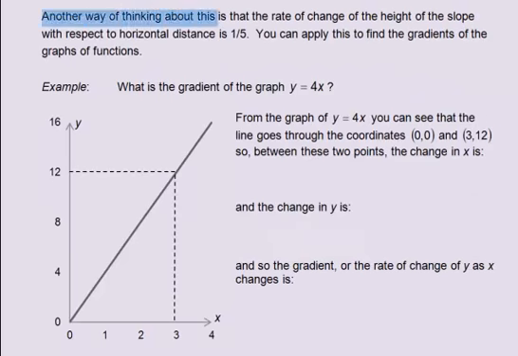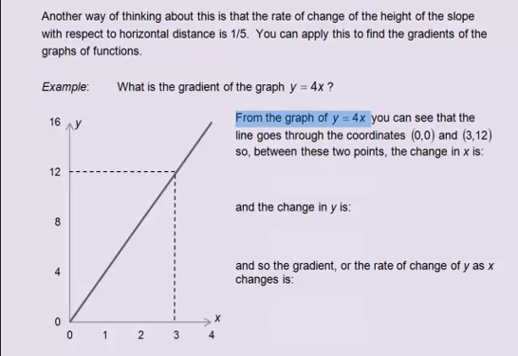Another way of thinking about this is that the rate of change of the height of the slope with respect to horizontal distance is 1/5. You can apply this to find the gradients of graphs of functions. Example: what is the gradient of the graph y equals 4x?